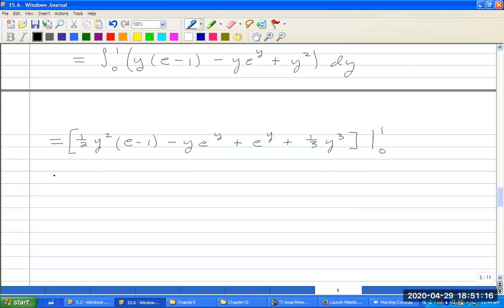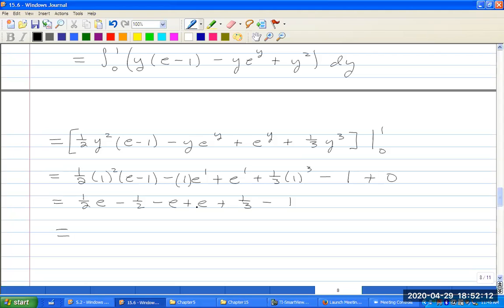Okay, so I plug in 1, and then 0. That gives me 0, 0, 1, 0. So a whole bunch of zeros, except for that. Okay, so this is equal to 1/2 e minus 1/2 minus e plus e, those cancel, 1/3 minus 1. So the e's cancel. Okay, so that's 1/2 e.